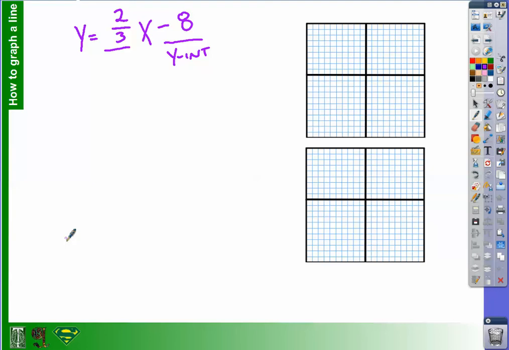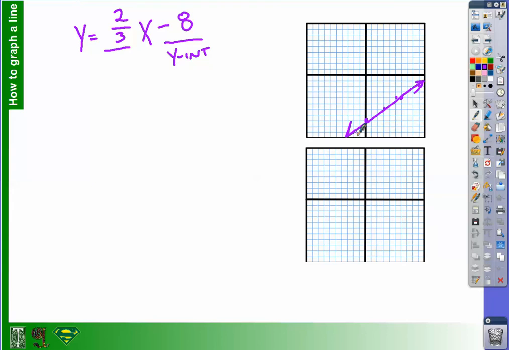I'm going to start with the y-intercept, which is negative 8. So I'm going to go down 8 on the y-axis. 1, 2, 3, 4, 5, 6, 7, 8. Put a dot. Then I'm going to go up 2 over 3. Up 2 over 3. And then I connect the dots, and I've graphed it. Time? 17 seconds. Thank you. Very impressive.